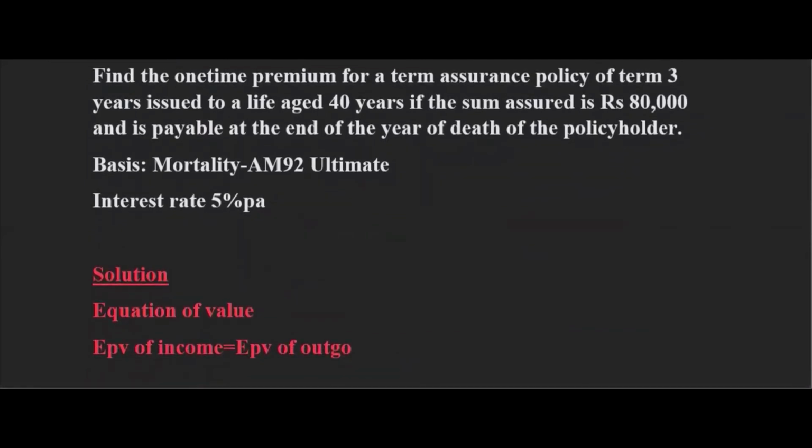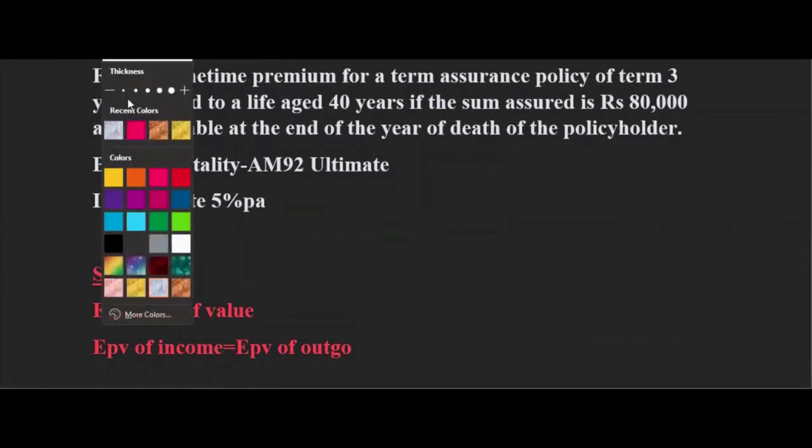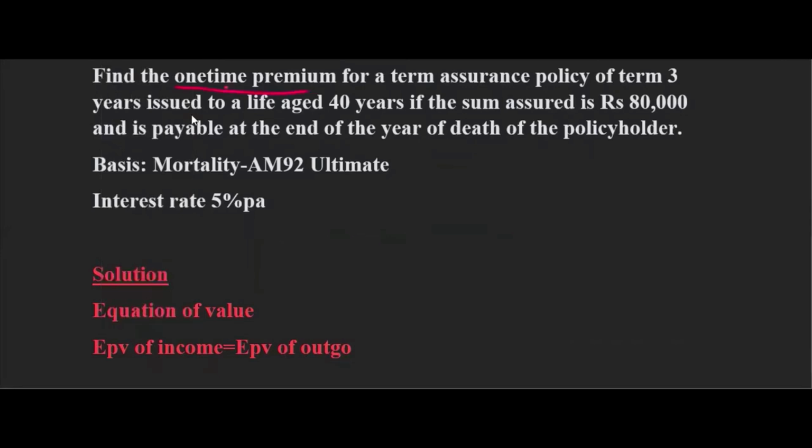Here, one-time premium, that's fine. On the left-hand side it will not change, it's a one-time premium. So this is there. Term 3 years, age 40, and sum assured is 80,000.